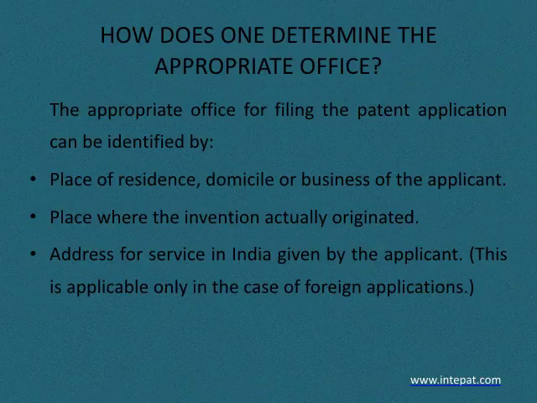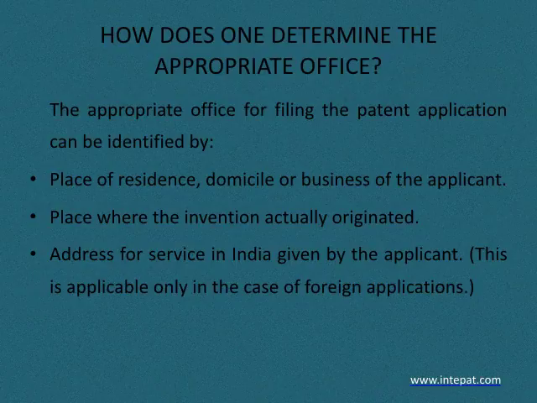Now, suppose he does not wish to consider the place of residence, then the place where the invention actually originated will determine the appropriate office. Say the invention originated in Bangalore, that is Karnataka. Therefore, the Chennai Patent Office will be the appropriate office.